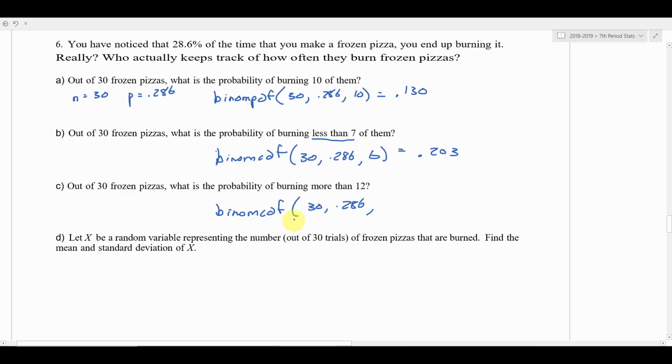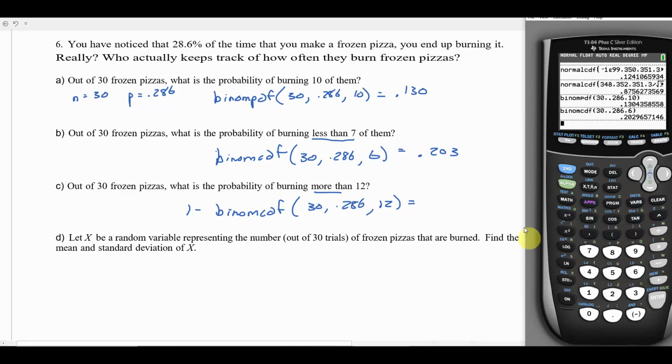All right, so what binom CDF does is it adds everything up to the number that I specify. So if I put a 12 here, binom CDF is going to add everything from 0 up to 12. So everything that it doesn't add up is going to be 13 up to 30, which is what we want. So we need to do 1 minus the binom CDF whenever we see more than. All right, so 1 minus fixes that problem for us.